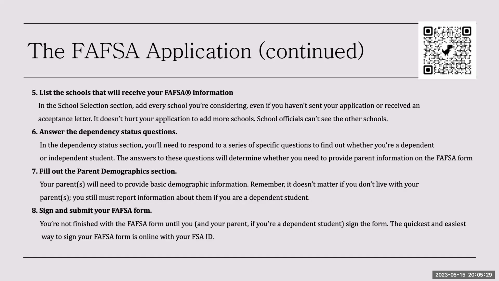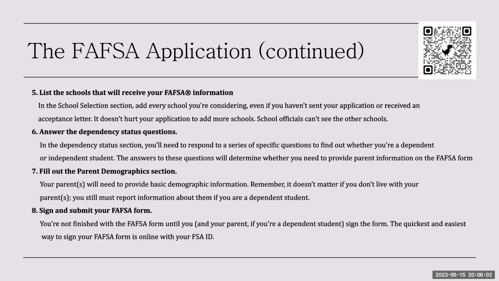Fill out the parent demographic sections if parent information is required. Your parents will need to provide basic demographic information. Remember, it doesn't matter if you don't live with your parents. You still must report information about them if you're a dependent student. And the last thing you'll want to do is sign and submit your FAFSA form. The application is not complete until it is fully signed and submitted. You're not finished and you want to make sure that you get that confirmation at the end to ensure that it is fully submitted.